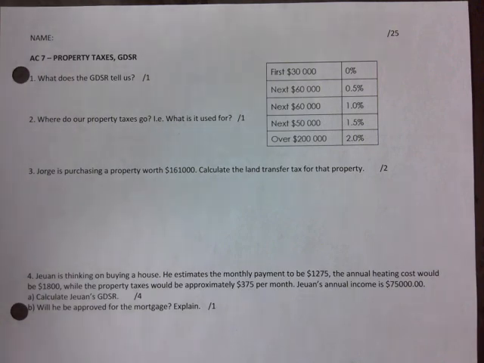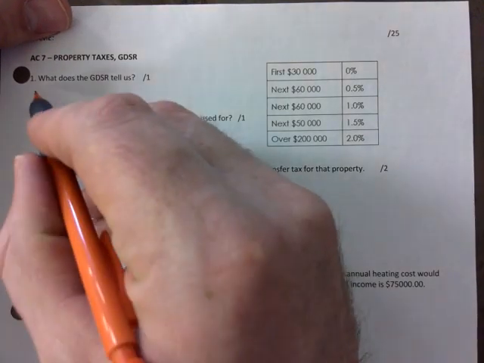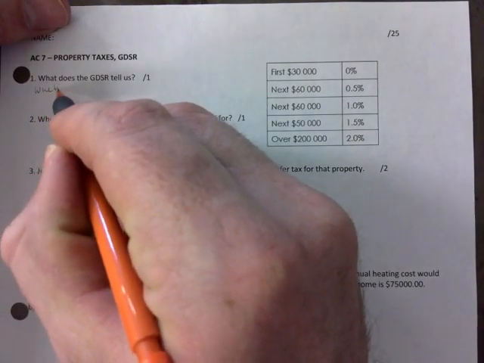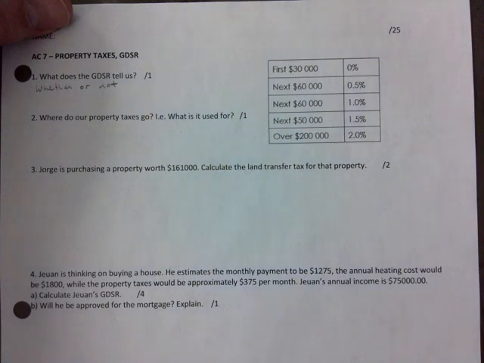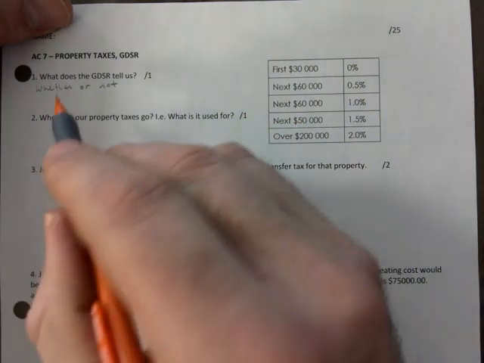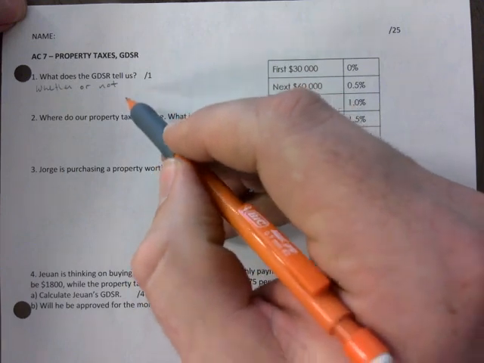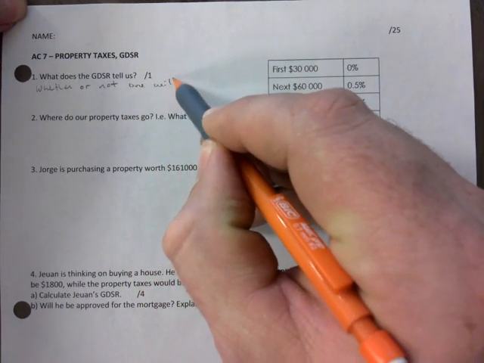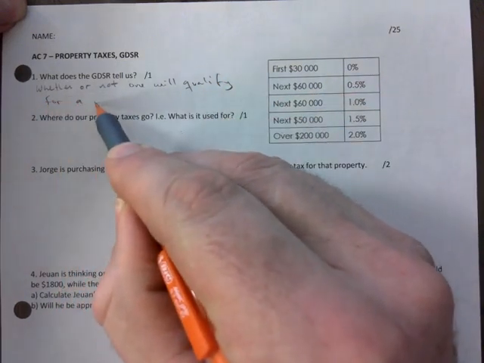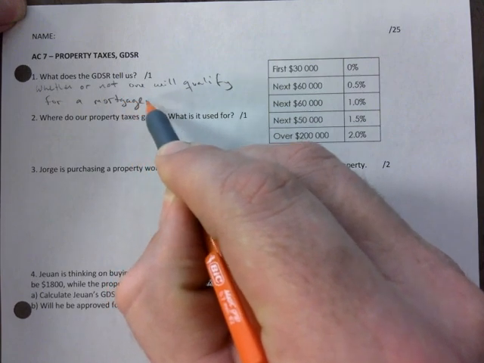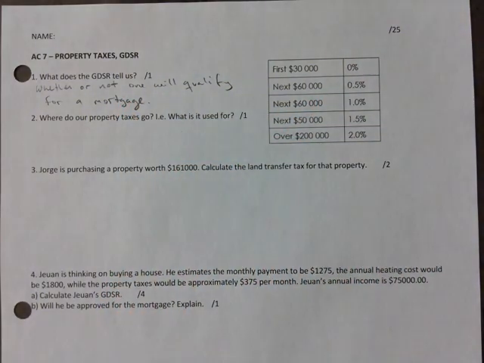Alright, what does the GDSR tell us? You could use your own words. It tells us whether or not one qualifies for a mortgage. You can say it tells us whether or not you'll be approved for a mortgage, whether or not the bank will approve your mortgage, something like that. You're good to go.